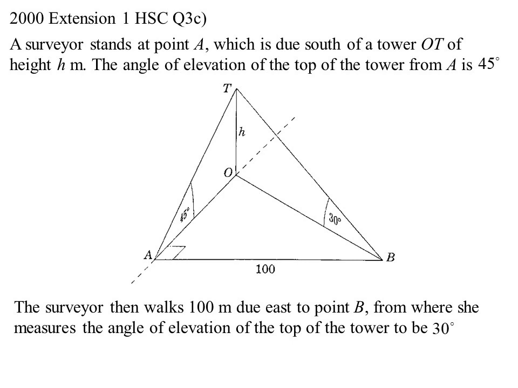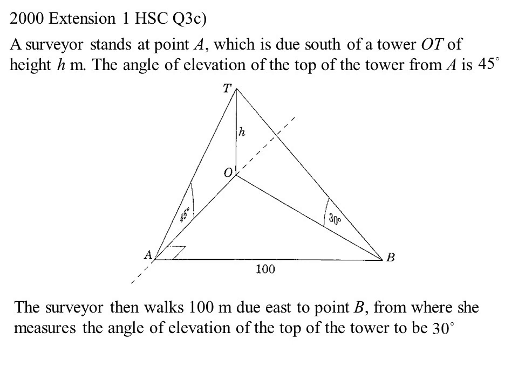So here we go. A surveyor is standing at our point A down here. That's due south of our tower, OT. Angle of elevation, 45 degrees. The surveyor then walks due east 100 metres, and she measures the angle of elevation there. It's now 30 degrees. The question started off simply saying, what's the length of OB in terms of H?